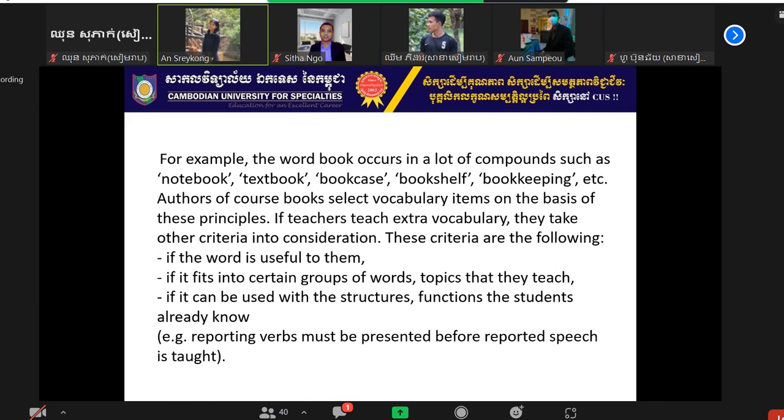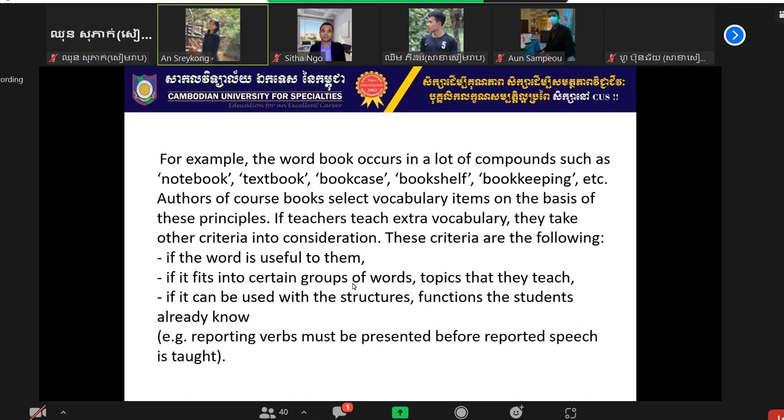For example, the word book occurs in a lot of compounds such as notebook, textbook, bookcase, bookshelf, etc. Also, of course, books. Selecting vocabulary items is the basis of this principle. If teachers take extra vocabulary, they take other criteria into consideration.